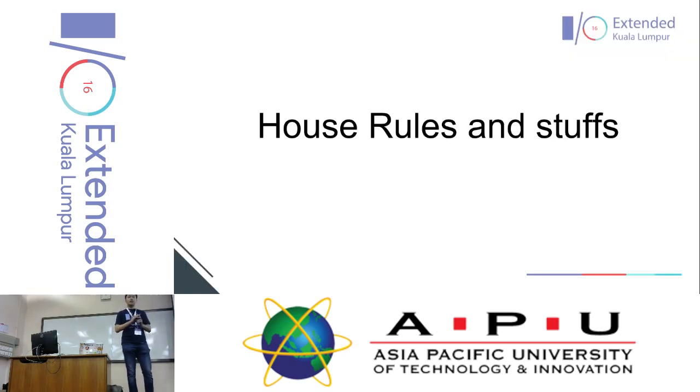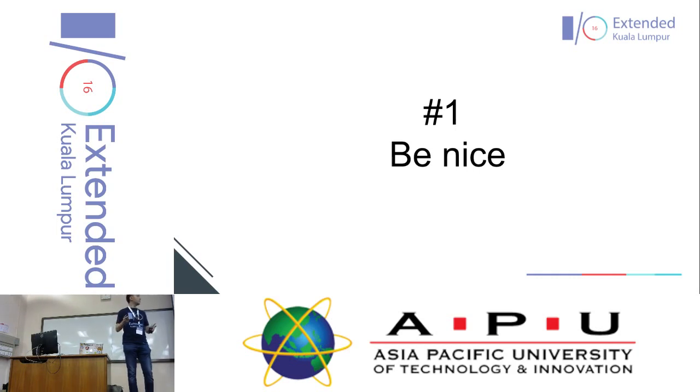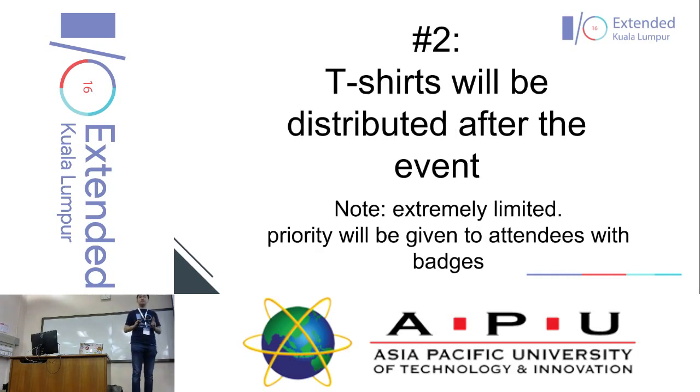Now, house rules and serious stuff. Number one, be nice to each other, don't be rude. We are here to make friends and to learn. Next, t-shirts will be distributed after the event. We'll give you the feedback form, and after you fill it out, you show it to the registration people and they'll give you a t-shirt. It's extremely limited, so only people with the badge will get it. After they get their t-shirts, if there are still some left, you can get those.